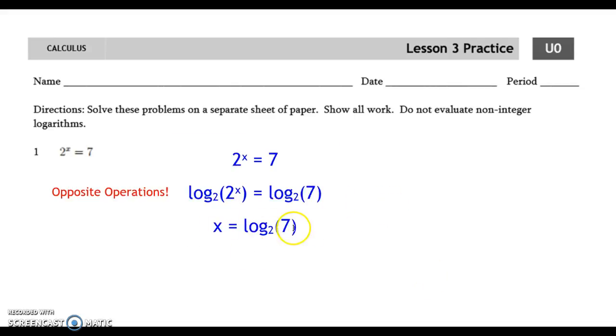And there's your answer. Log base 2 of 7 can be evaluated on your calculator, but I'm not asking you to do that on your calculator. I'm just asking you to leave this unevaluated. You can leave it just like that. All right, let's take a look at some of the other responses.